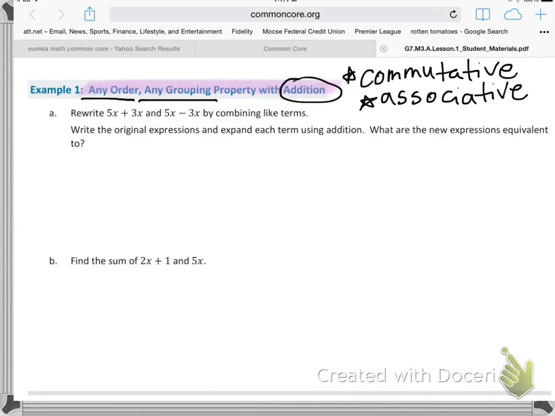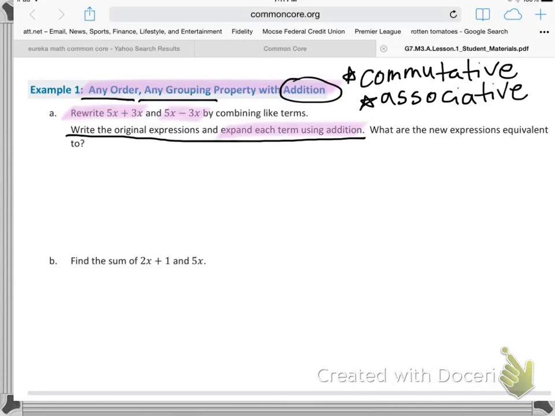So this first part here, A, asks you to rewrite 5x plus 3x, these are two separate expressions, okay, and 5x minus 3x by combining like terms. Okay, so what they want you to do is they want you to write the original expressions and expand each term using addition.